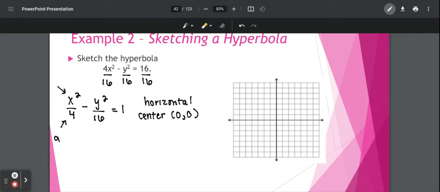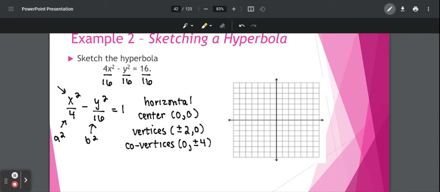4 is our a squared. So our a values are the vertices. So our vertices will be a to the right and a to the left of the center. So we'll say our vertices are at plus or minus 2, 0. If we're talking about co-vertices, which is your b value, your co-vertices are going to be on the y-axis, and those are going to be at 0 and plus or minus 4. Since 16 was your b squared, your co-vertices are your b value.